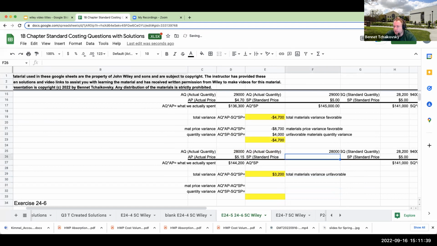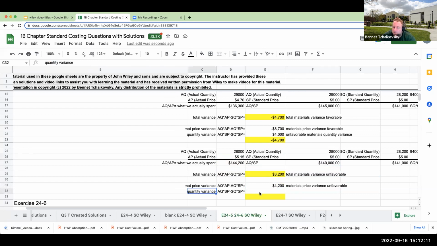So my actual quantity is 28,000, and then my standard price is 5. So when I look at this, my price variance is going to be 144 minus 140,000. What is this going to be? This is going to be my materials price variance, unfavorable. Why is it unfavorable? I spent $5.15. I should have only spent $5.